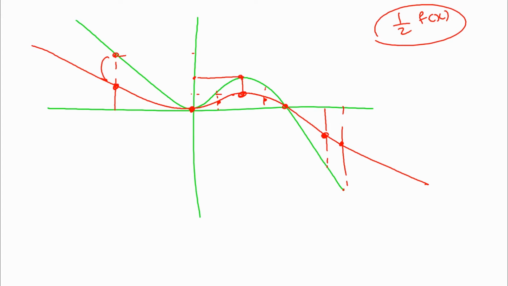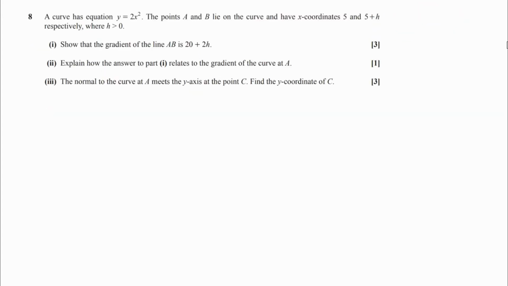So going to the next question. A curve has equation y equals 2x squared. The points A and B lie on the curve and have x coordinates of 5 and 5 plus h respectively, where h is larger than 5. Show that the gradient of the line AB is 20 plus 2h.